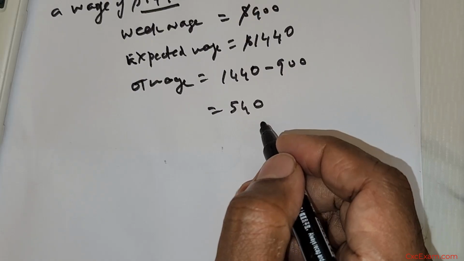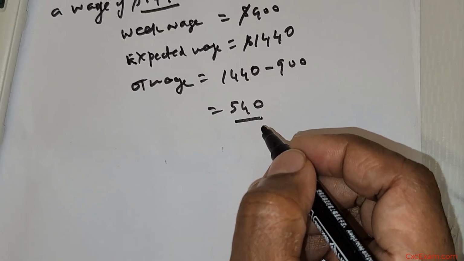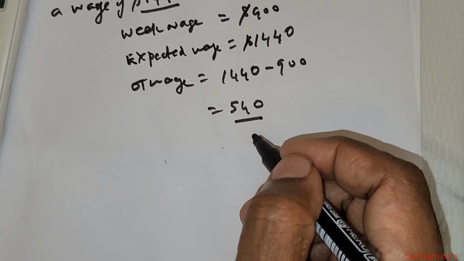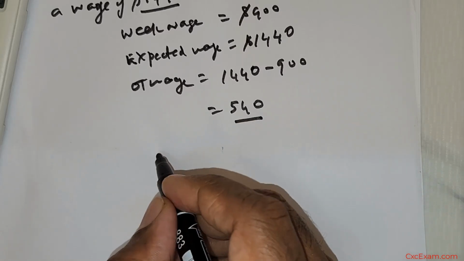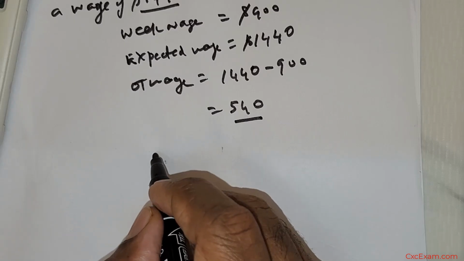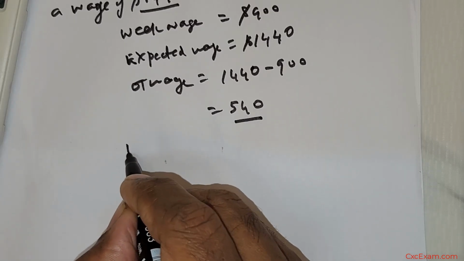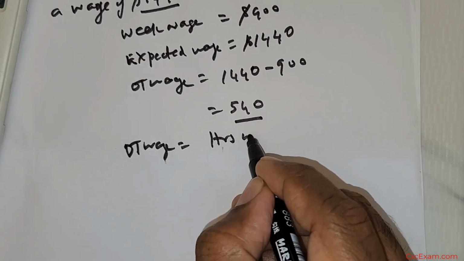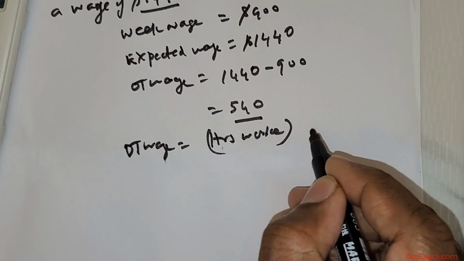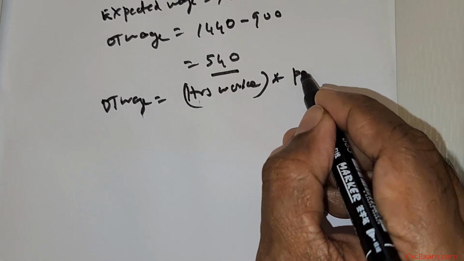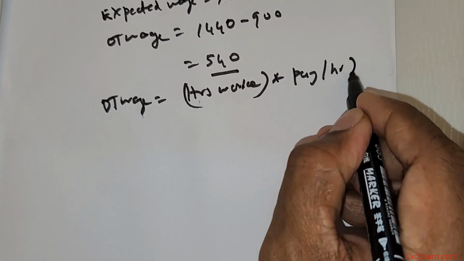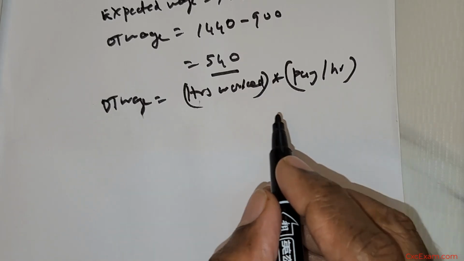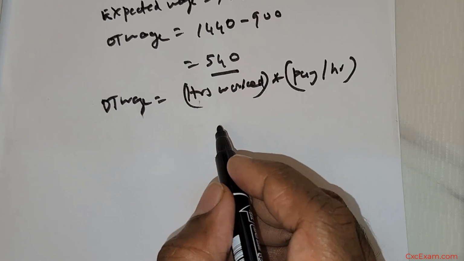Now actually this is the OT wage, right? So you will have to get the hours worked. So usually how do we calculate the OT wage? OT wage is equal to hours worked multiplied by the pay per hour. This is the formula, right? Now we have to get the hours worked.